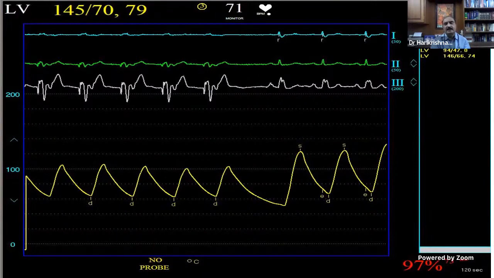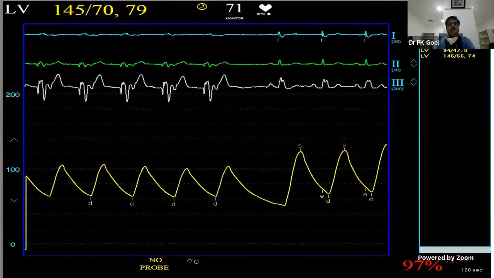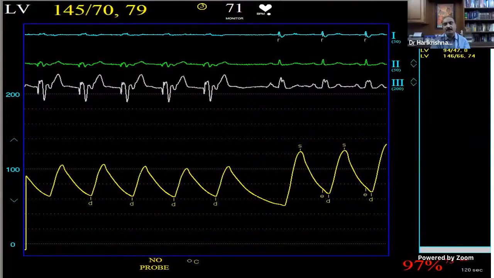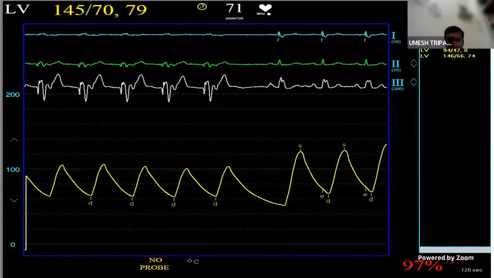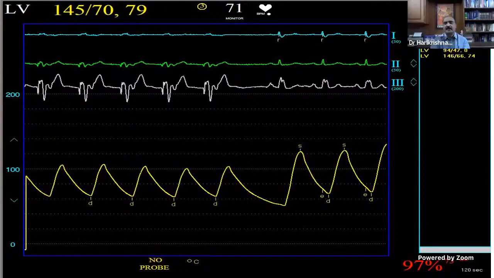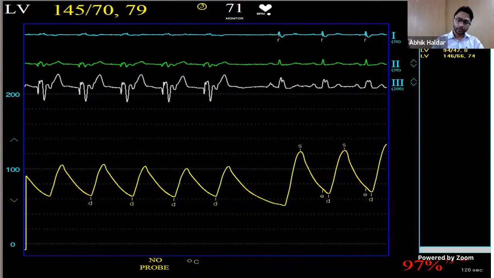Sir, the first five beats are pace beats. Okay. So what are the subsequent beats? Sir, subsequent beats are self rhythms. Sinus rhythm, patient's own beat. So why is the pressure low? What are the reasons why the pace beats are producing a lower pressure?